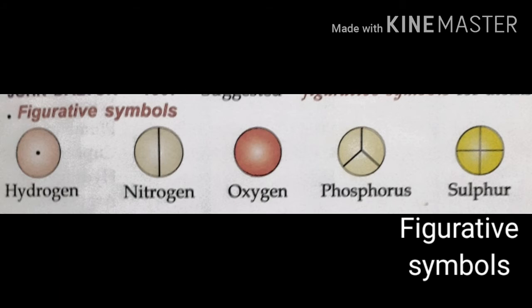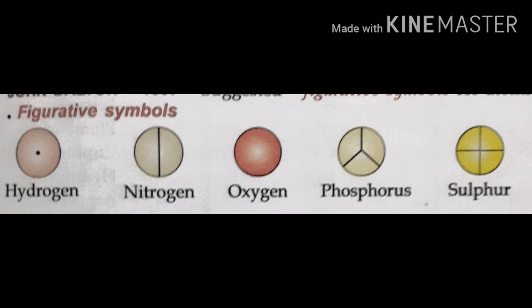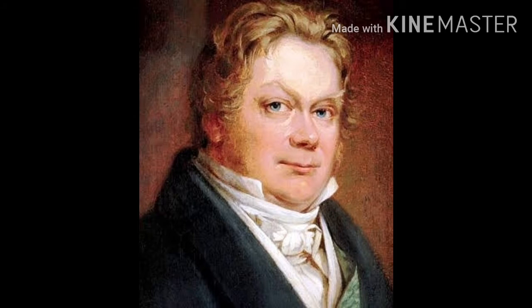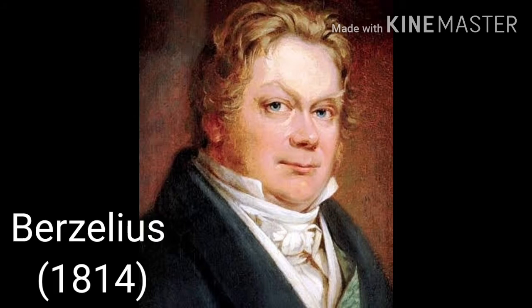Here are some examples of figurative symbols like hydrogen, nitrogen, oxygen, phosphorus and sulfur. These figurative symbols are no longer used because they are very tedious and impractical. To overcome this problem, the scientist Berzelius in 1814 suggested representing elements with a letter as the symbol.